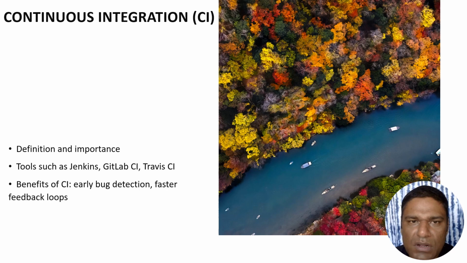There are many CI tools available. The most popular one is Jenkins. Then we have GitLab CI, Travis CI, GitHub Actions. These tools help automate the build and test process, providing faster feedback to developers in the early stage of code change. By adopting continuous integration, teams can catch bugs early in the development cycle, leading to higher code quality and faster delivery of features.